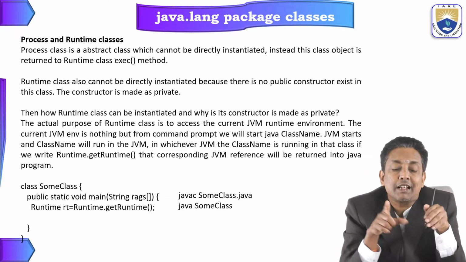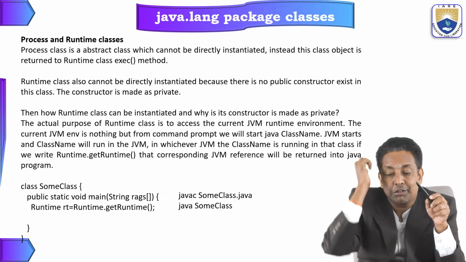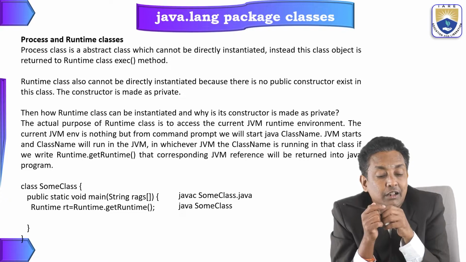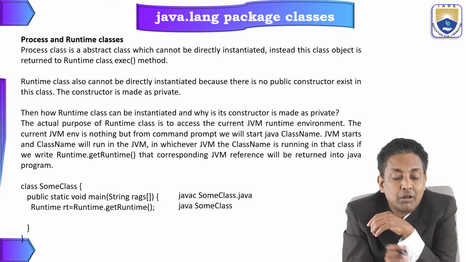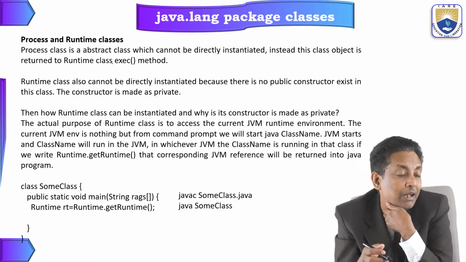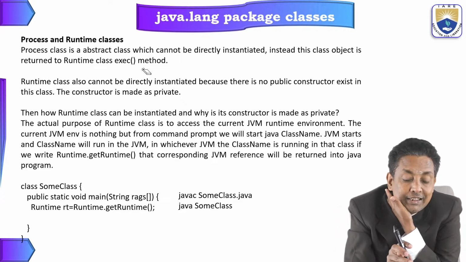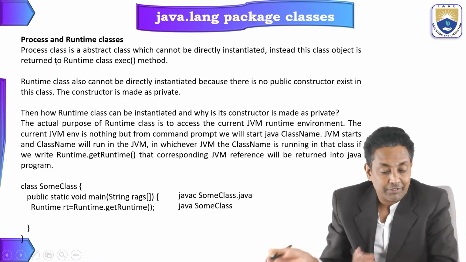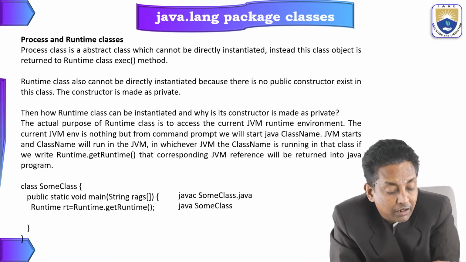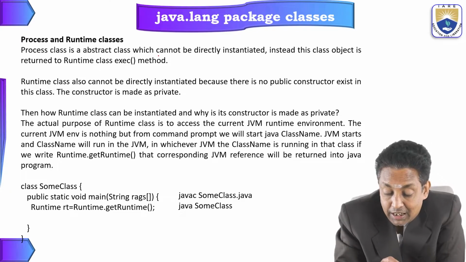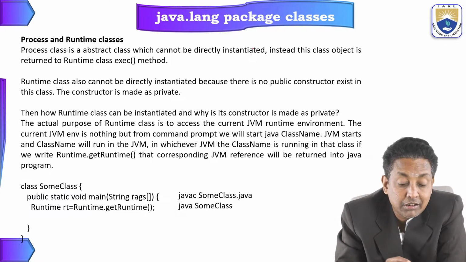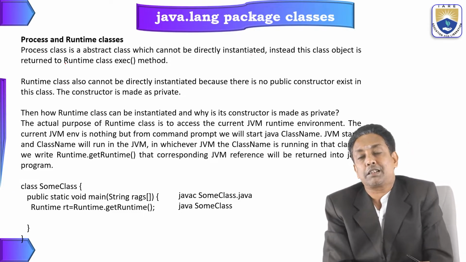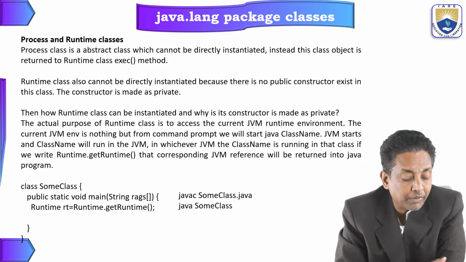But here the Process class is an abstract class itself, so you cannot instantiate it. Instead, a Process object is returned through Runtime, and the Runtime class has one method called exec. If you call this method, a Process object will be returned, which we'll see in the further example. So the Process class is abstract, and the Runtime class has an exec method that returns a Process object. We'll see that at the end of the program.